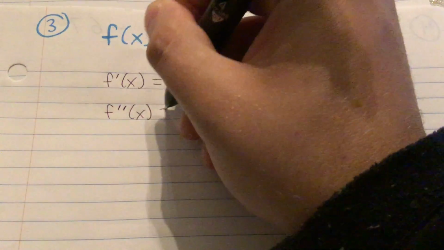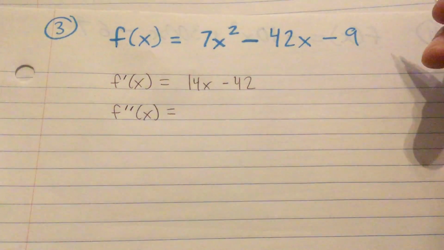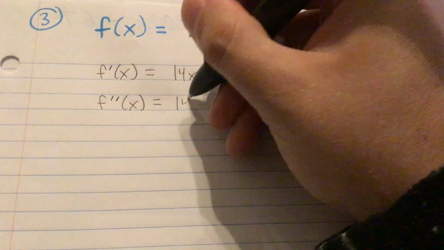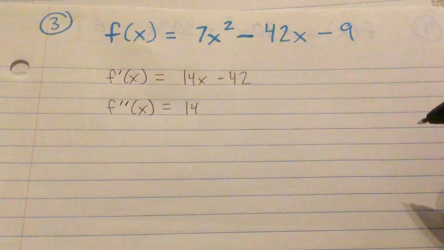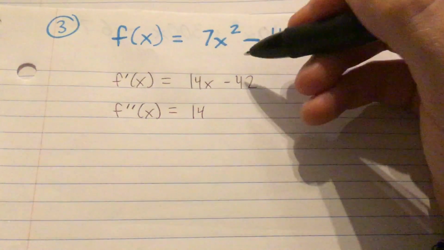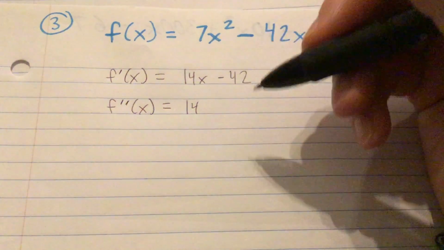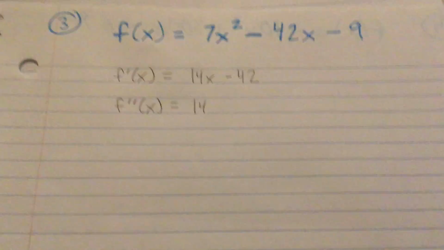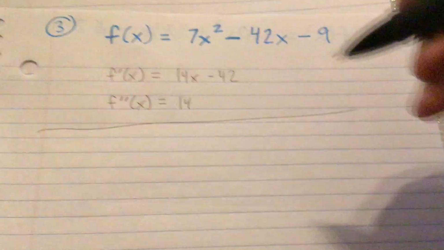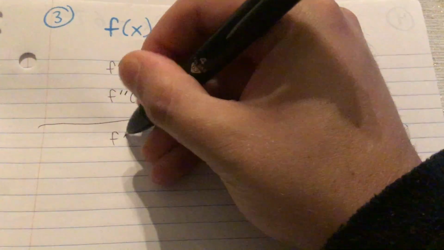Very, very happy. Now, let's do f double prime of x. f double prime of x is, okay, we've got the derivative of 14x with respect to x, that'd be 14. And the derivative of -42 is 0. Yet again, one of the beauties of quadratics is that their acceleration is constant. Fun fact for physics. So now I've gotten my tools out of the way, so let's do some algebra.